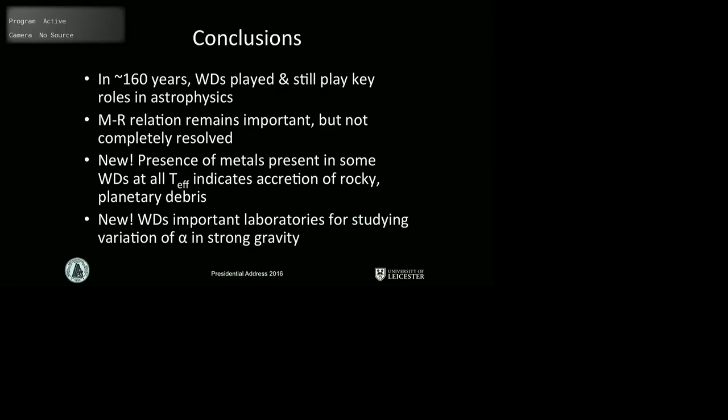We've learned a lot, but a lot still remains to be solved. The mass radius relation is still, despite our efforts, proving to be a difficult problem to resolve, whether we understand that or not. If we don't understand it, how can we believe all the measurements we make about ages of the galaxy, ages of clusters and things like that?